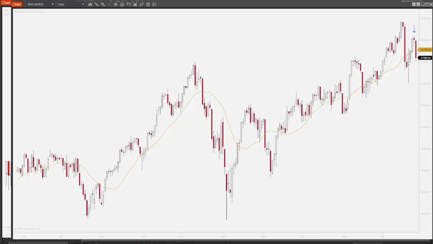The contract is the Micro E-mini Nasdaq 100 futures, expires March 2025, and the time frame is 1,000 ticks, but we're going to start by looking at a daily chart. You can tell obviously that the Nasdaq is in a strong uptrend. Yesterday is marked with an arrow.